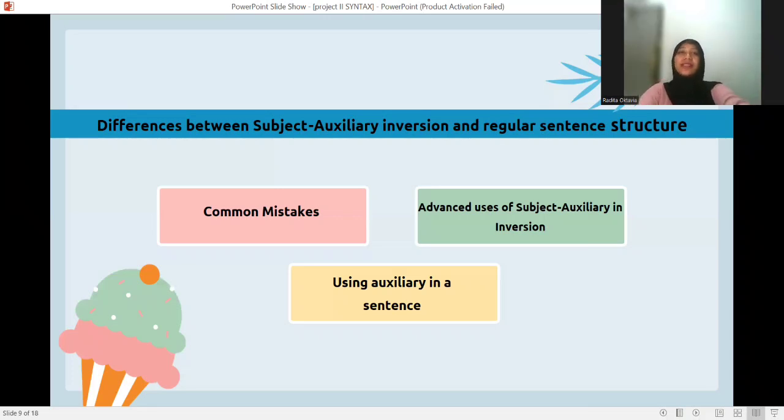Fuck kata gue teh. Astagfirullahaladzim.